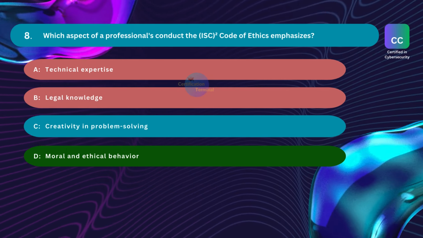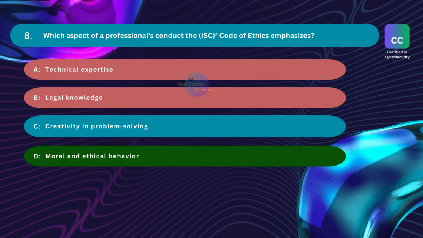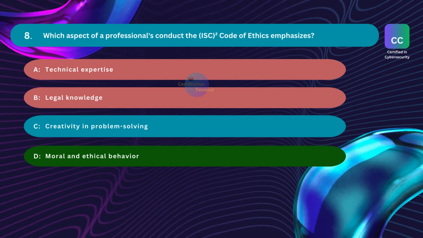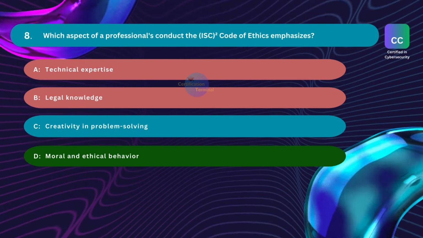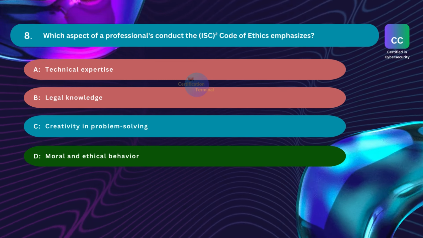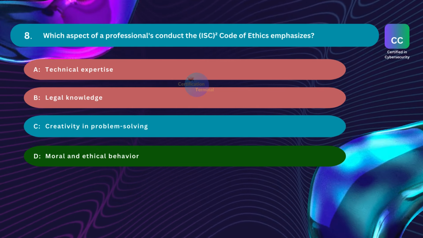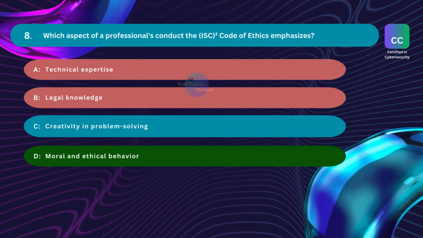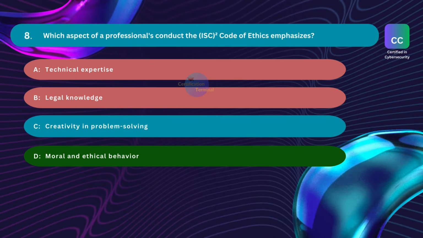Option B, legal knowledge, is incorrect. Legal knowledge is relevant in the field of information security, especially considering the legal implications of certain actions. However, the ISC Square Code of Ethics goes beyond legal requirements and places a central focus on ethical conduct. It encourages professionals to adhere to high standards of ethical behavior even when legal requirements may be less stringent.